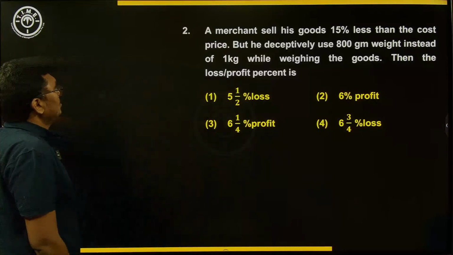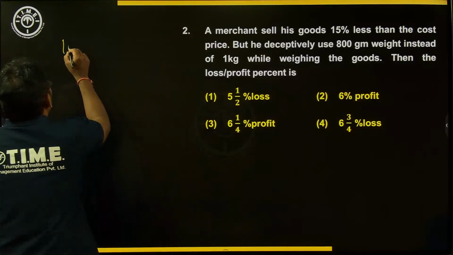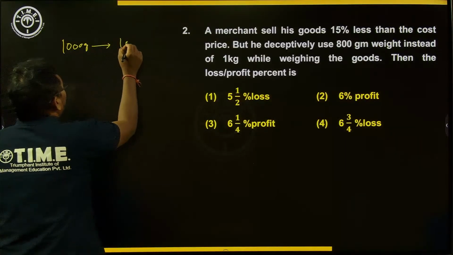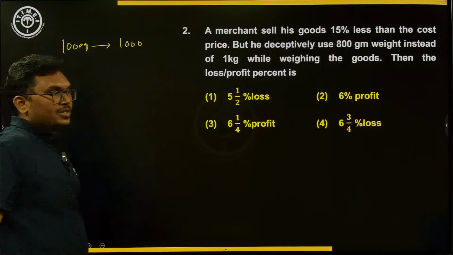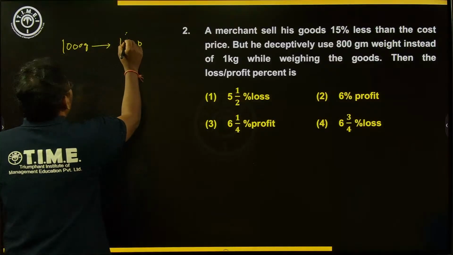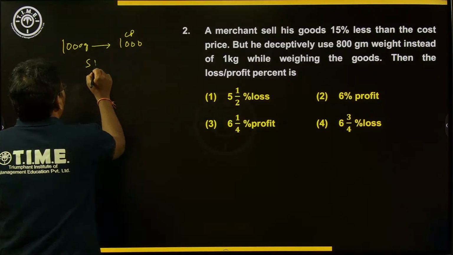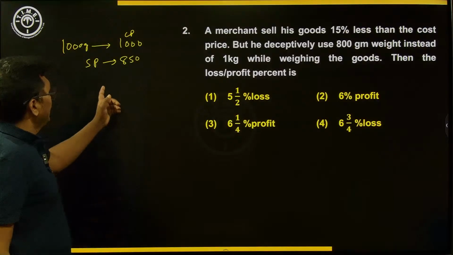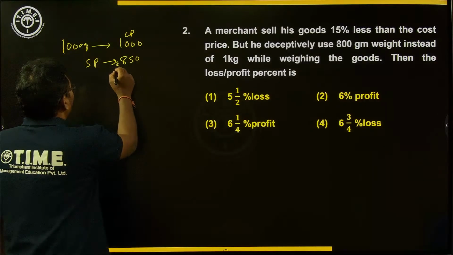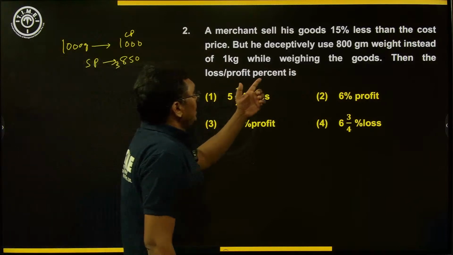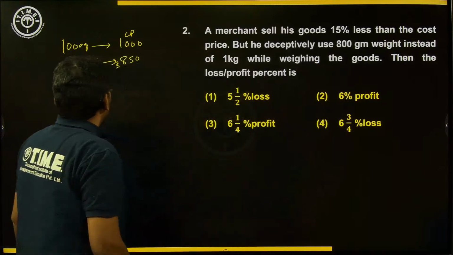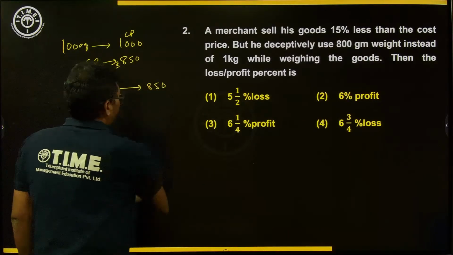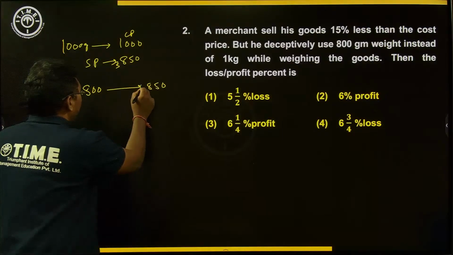So what is the cost price? Let us say 1 kg, that means 1000 grams, cost price is 1000 rupees. He is selling 15% less, that means this is the cost price and the selling price is 850. He is selling at 850 rupees. He is giving only 800 grams. That means he is giving 800 grams for 850 rupees, so this is the selling price.